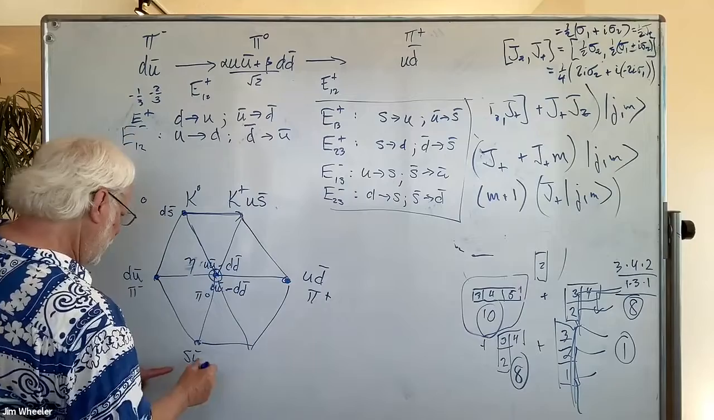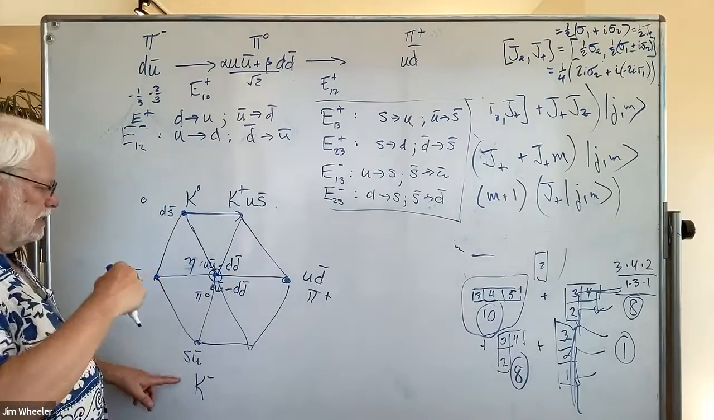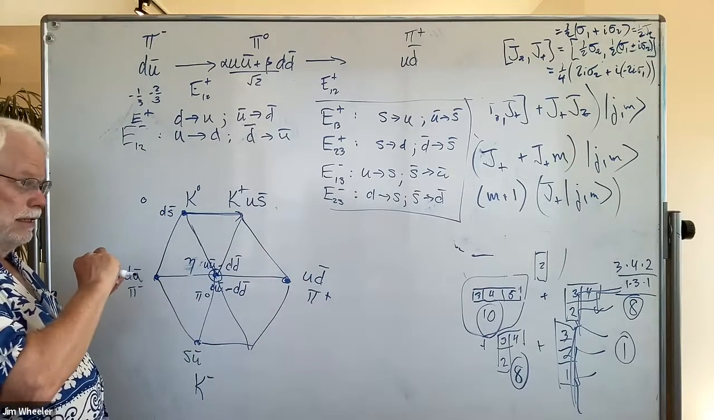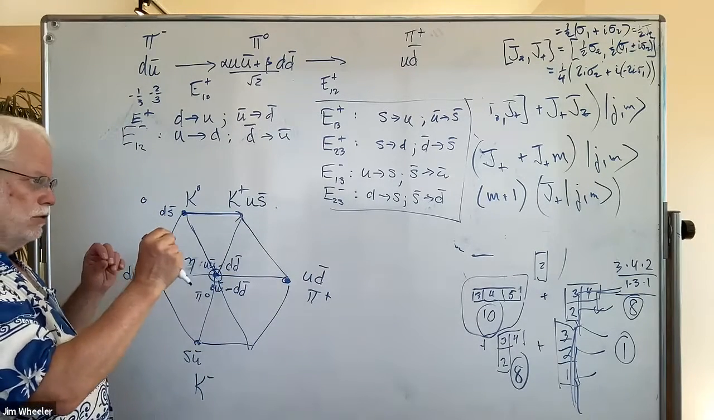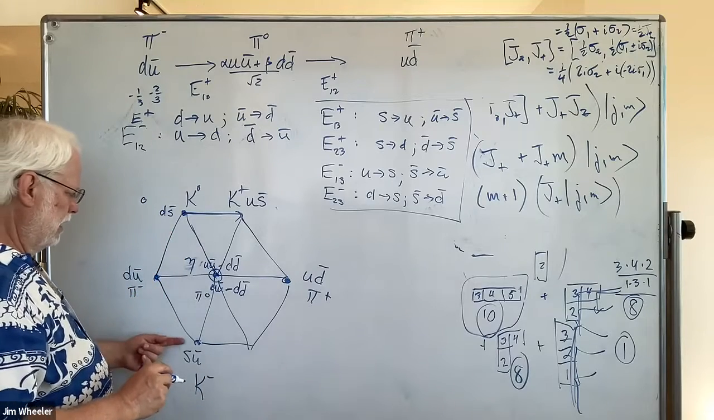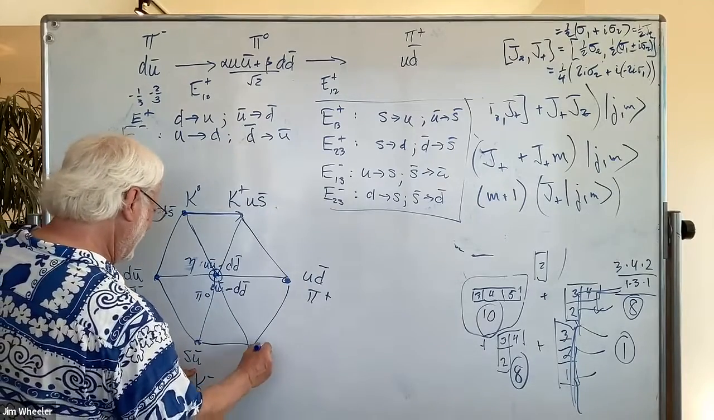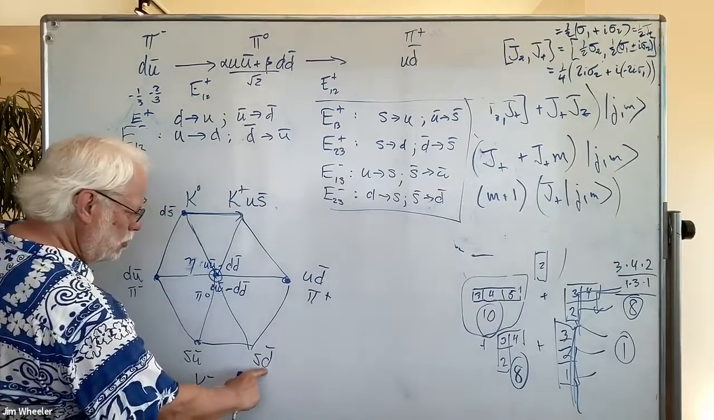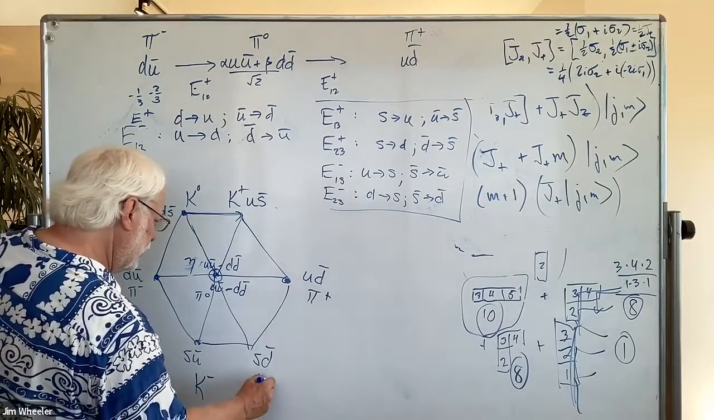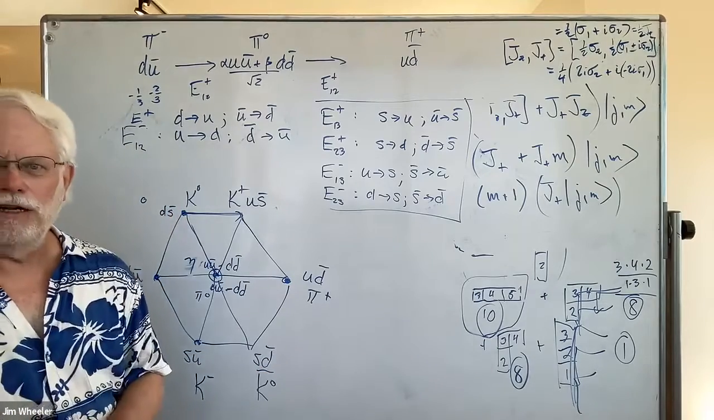And let's see, so what can we do if we use E12? E12 plus takes a D to a U or a D bar. Now, I think we need E23 minus. Anyway, we're going to change that U bar to a D bar with one of those operators. And this will again be neutral. This is minus a third, this is plus a third. So this is another neutral K. It's the K naught bar. It's the antiparticle of the K naught.